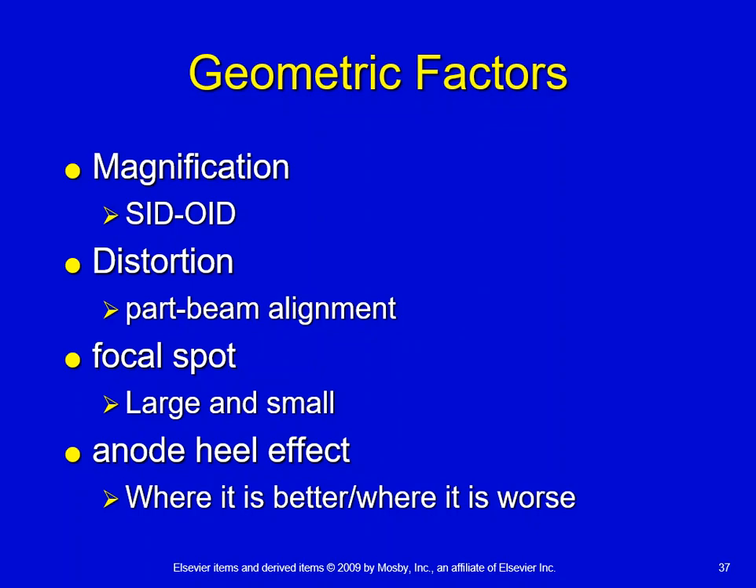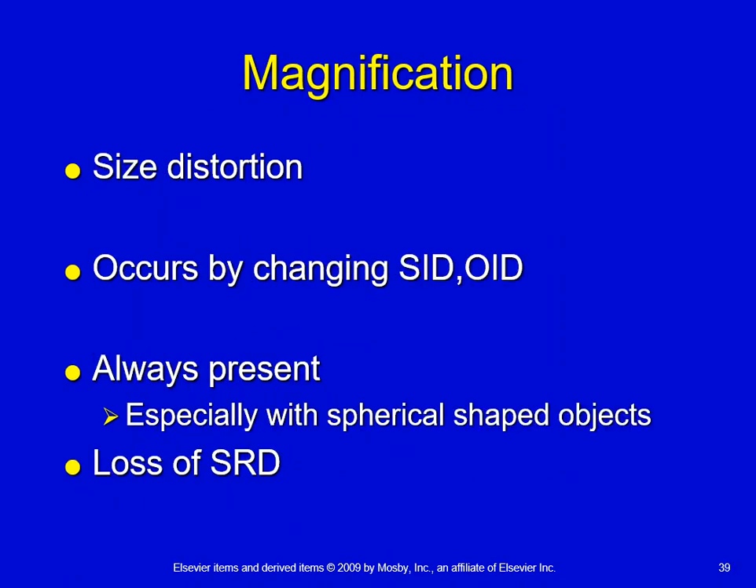And anode heel effect, we'll talk about where we see it better, where we see it worse, where we can utilize anode heel effect to try to get a better overall contrast, density, and sharpness for recorded detail. We tend to focus on density differences between one end of the X-ray tube and the other, but there are some geometric factors to consider there as well.